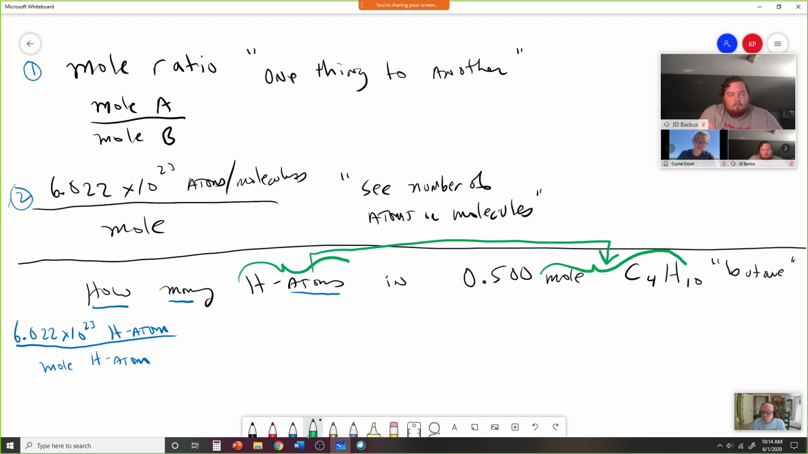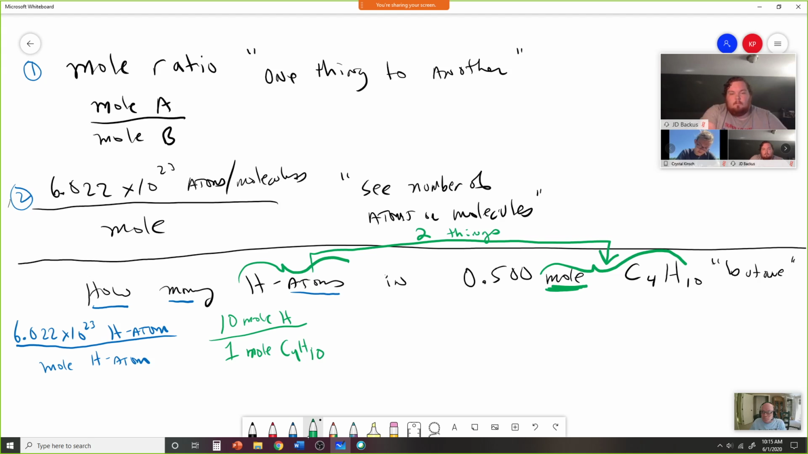Because we're going between moles. But where's the other moles? Well, we don't have moles, and that's the point I'm trying to make here. You're not looking for moles to moles in the problem. What you're looking for is two things. What are the two things? H and C4H10. So trust me on this, we say 10 mole H for every 1 mole C4H10. Let me make that look more like a 10.